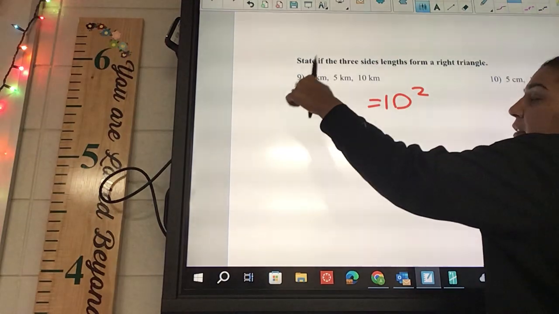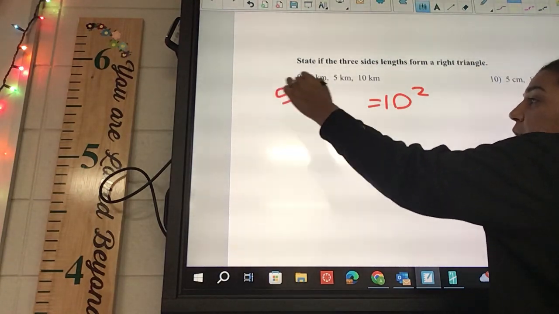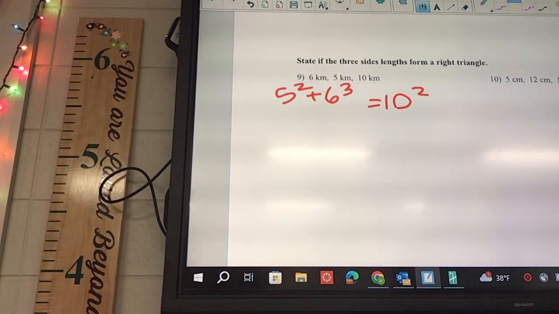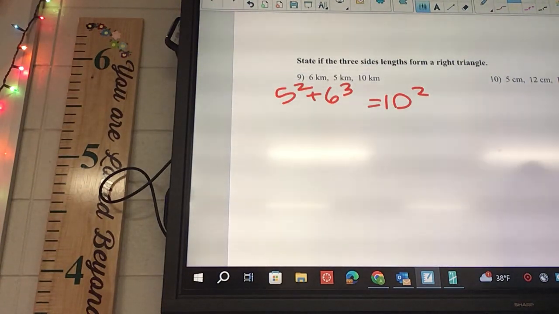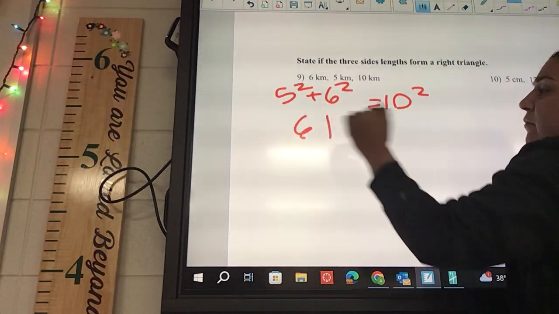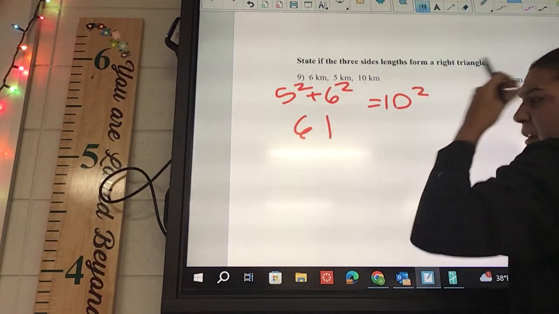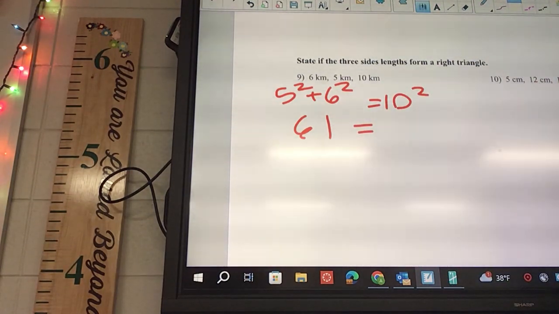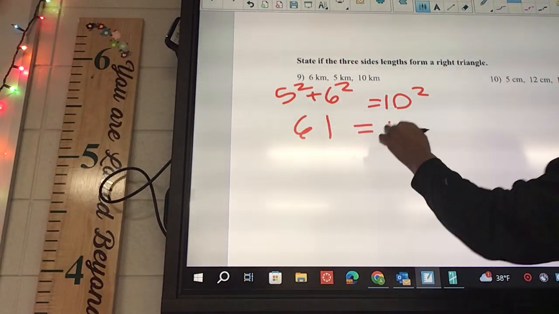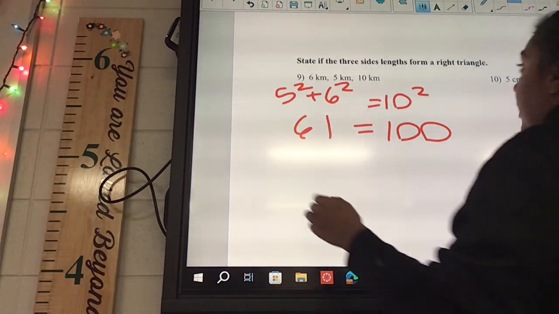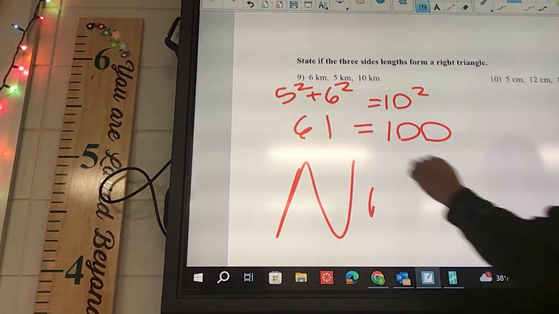Again, you could say 6 squared plus 5 squared or 5 squared plus 6 squared. It doesn't matter. What is 5 squared plus 6 squared? 61. Somebody agree with that? Okay. 10 squared is 100. Does 61 equal 100? No. So then is it a right triangle? No.